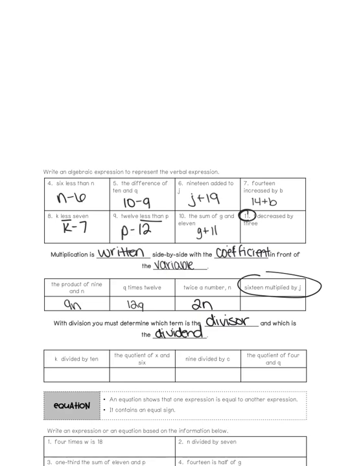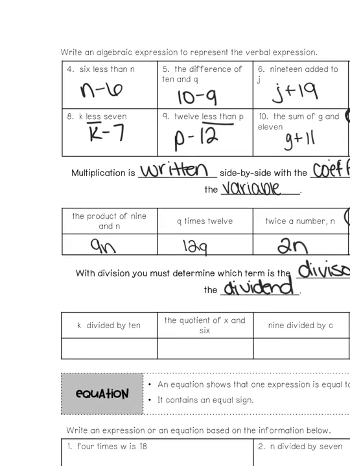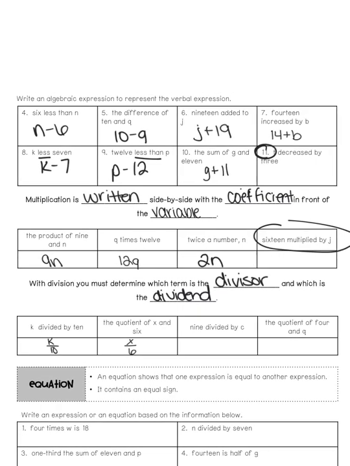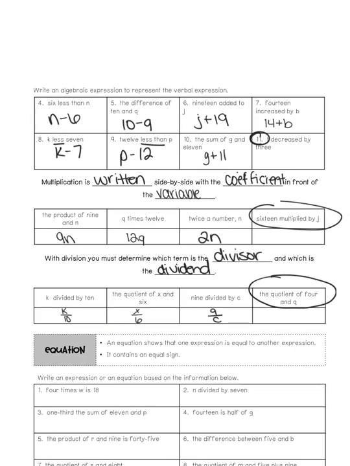So k divided by 10, you write it usually as a fraction. So you would write k over 10, because k is being divided by 10. The quotient of x and 6. So quotient is the answer, right? So x and 6, so x divided by 6. 9 divided by c, so I would have 9 on top and c on bottom. Okay, so again, order matters there. Do that one on your own in the Google form. Then we have equations. So those are all expressions. They don't have an equal sign. An equation shows that one expression is equal to another expression, and it does contain that equal sign.